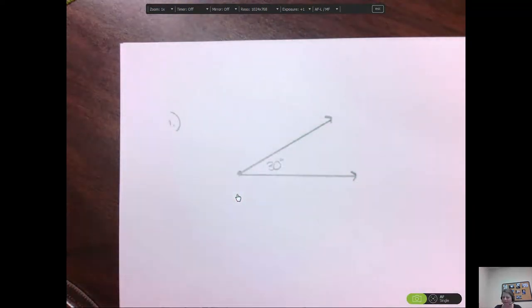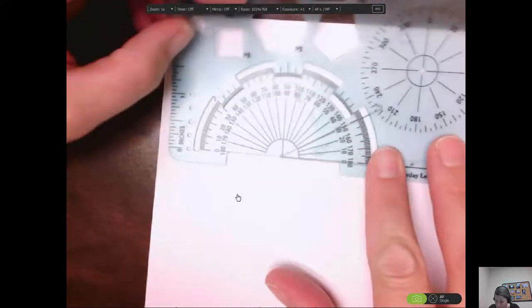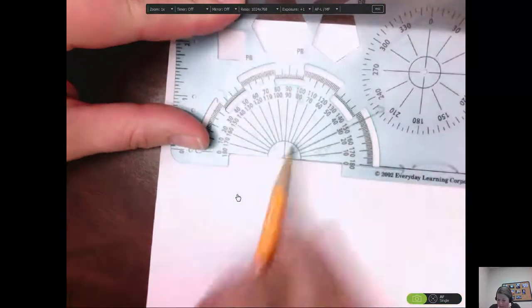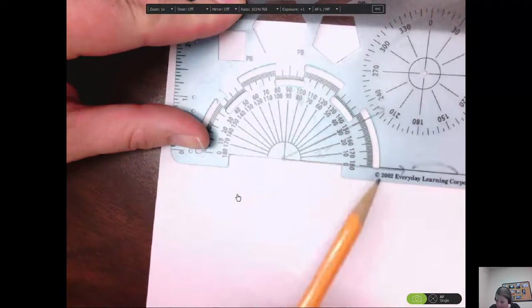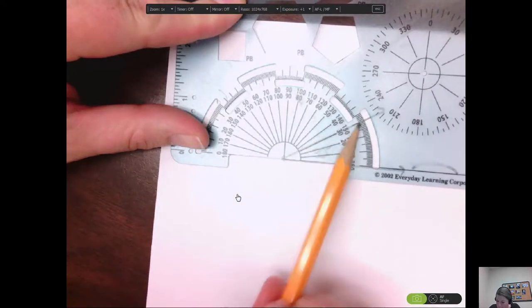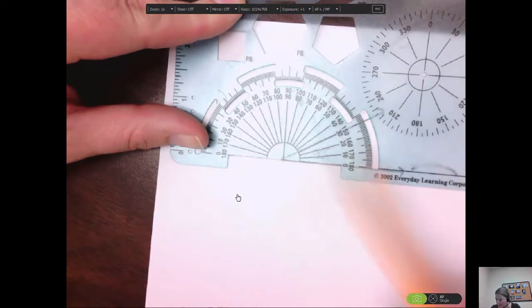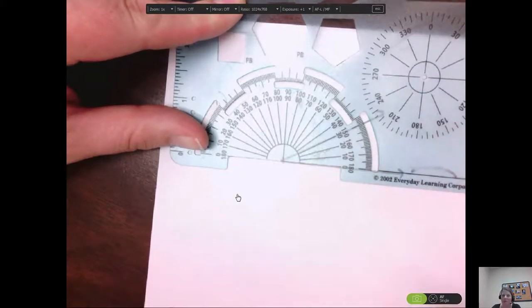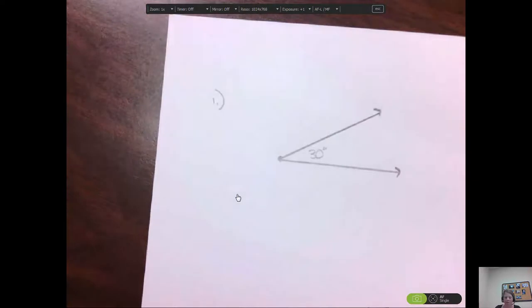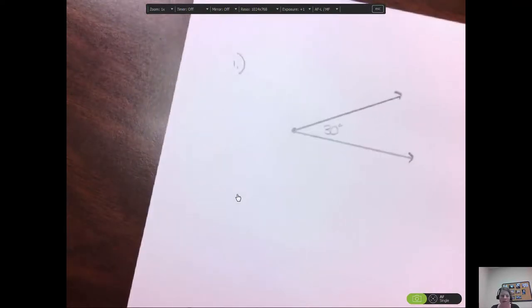I have a little bit different one here. So again, you line up your dot and you can see this one goes right through 30. Hey, I did a good job of just putting it right through 30. And this one I can see through it and see the 30. So either kind of protractor that you have should work, and that's how you're going to measure. What if I wanted to construct an angle? And let's just say I want one to be 30 degrees.